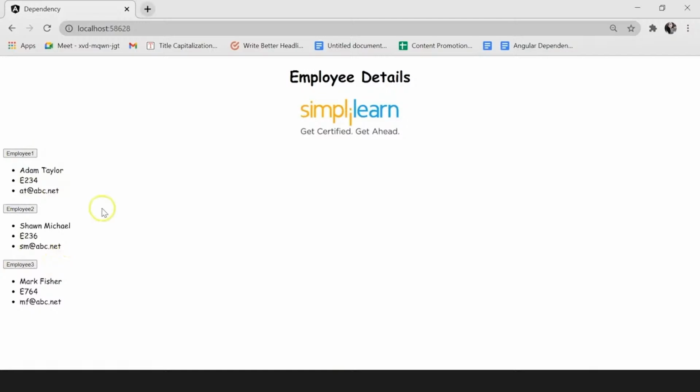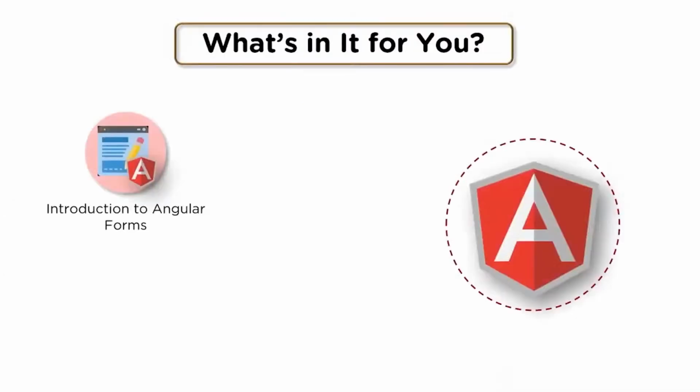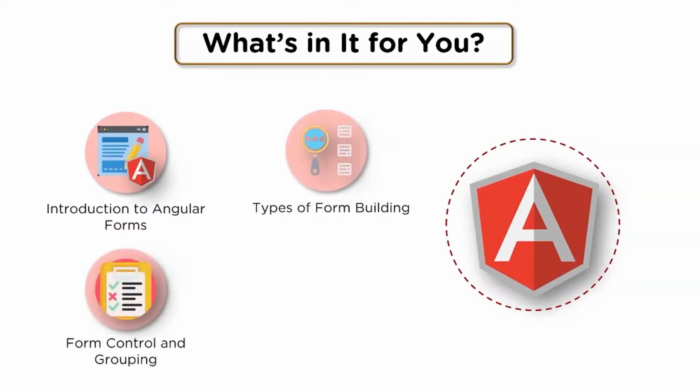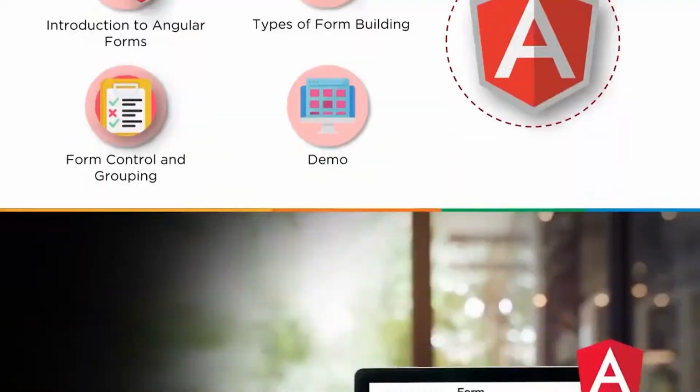So yeah, so this is how you can make use of dependency injection and inject a service class into a component. So dependency injection plays a crucial role in Angular. We'll understand what Angular forms are. Then we'll look at the different types of form building supported by Angular. Next up, we'll get acquainted with features like form control and group control. And we'll learn all of this with the help of a simple demo. So without further ado, let's begin.